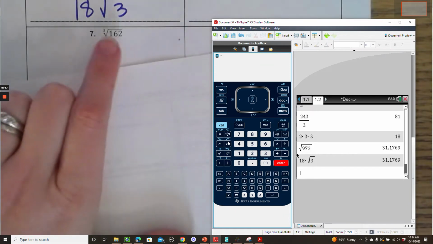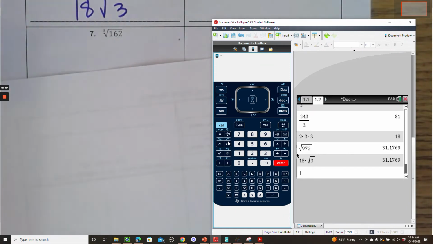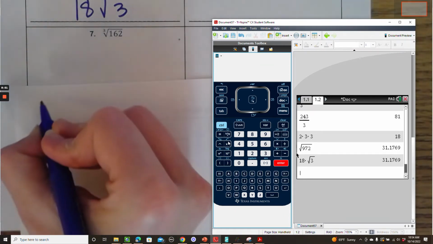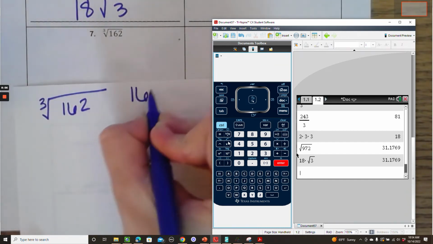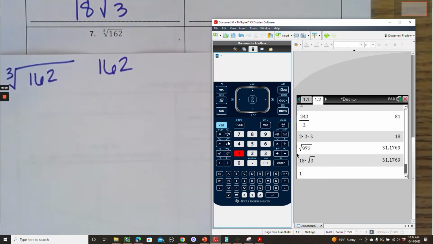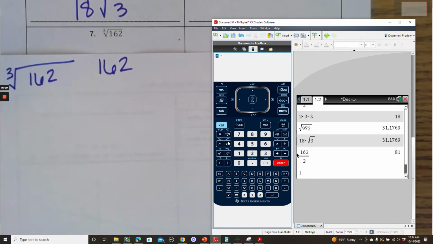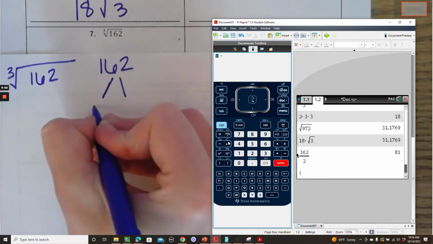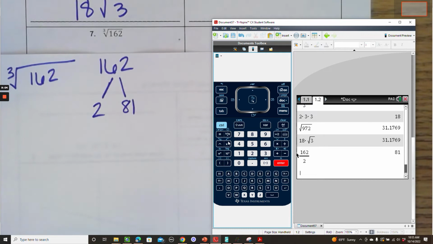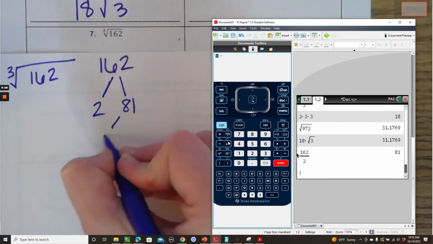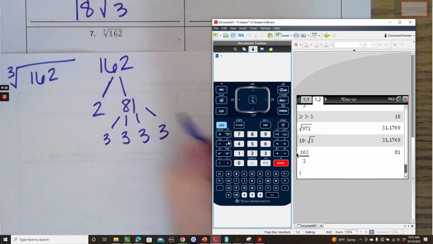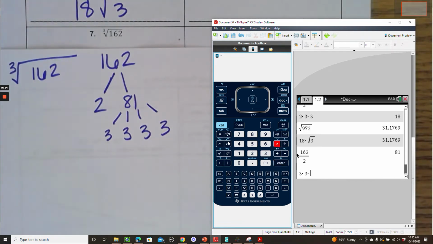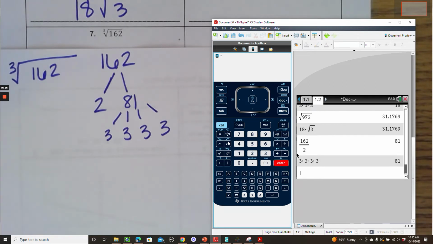All right, so now we've got a 3 on the outside, which means I need groups of 3. So 3 times the square root of 162. So we still got to break down 162. We love even numbers. 2 times 81. Well, we've already broken down 81. 81 was 3 times 3 times 3 times 3.